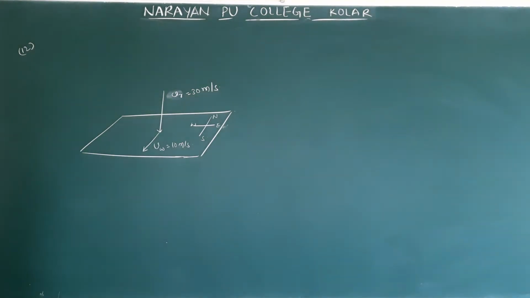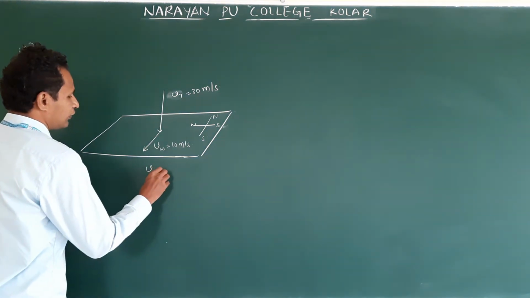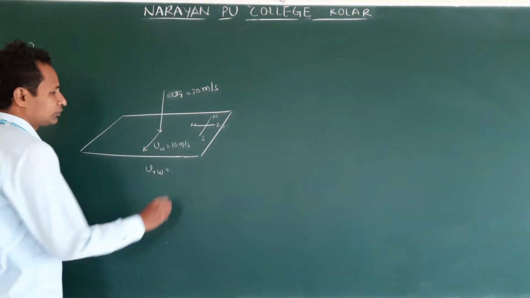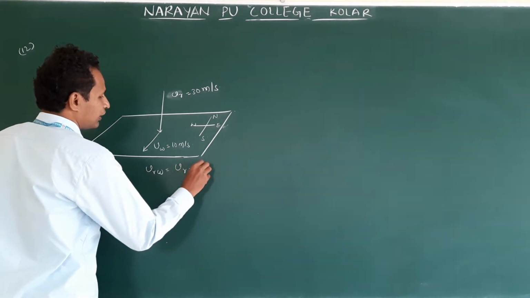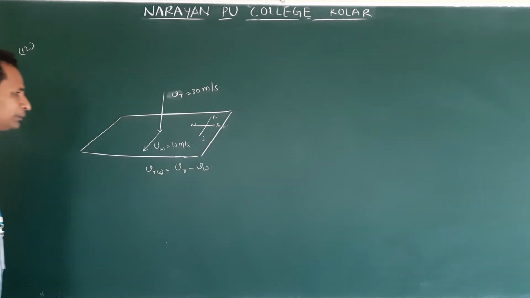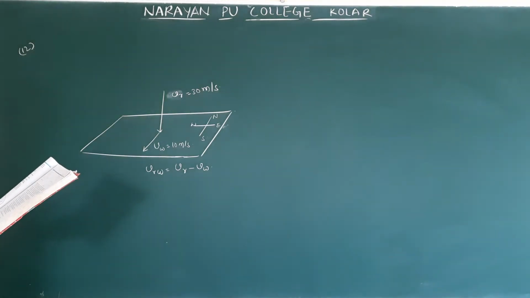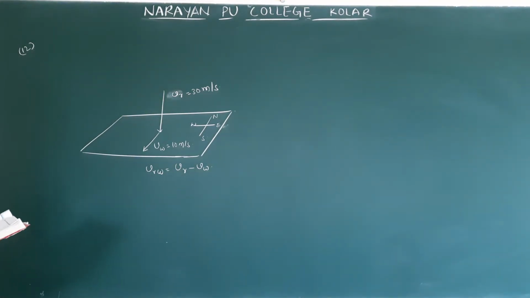So we need to find the velocity of rain with respect to the woman. Velocity of rain with respect to woman. How do we write this? Velocity of rain minus velocity of woman. Then in what direction should she hold the umbrella to avoid the rain?